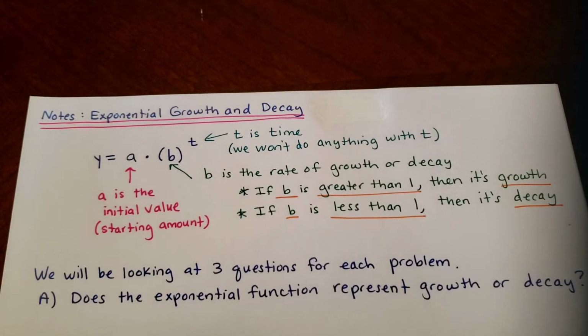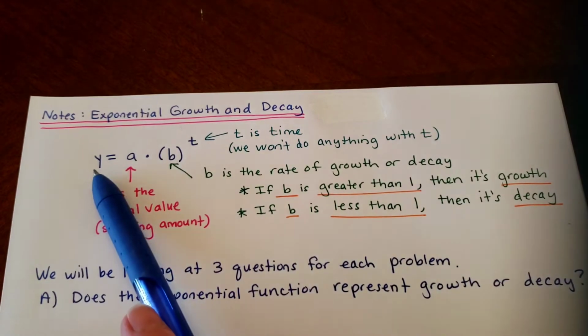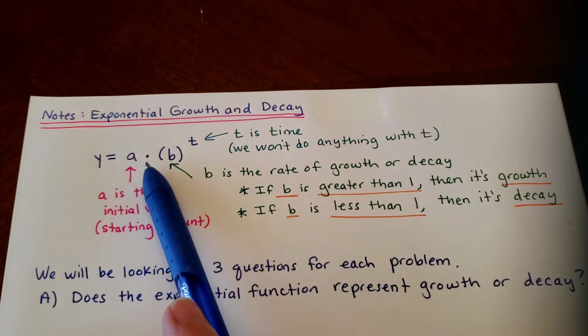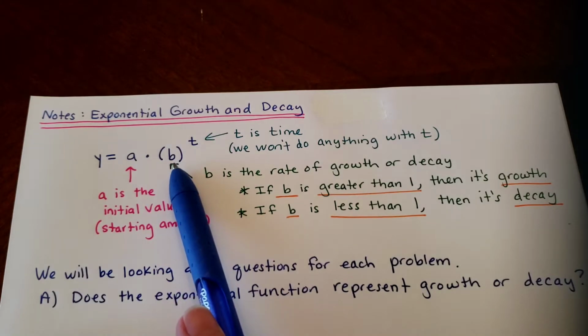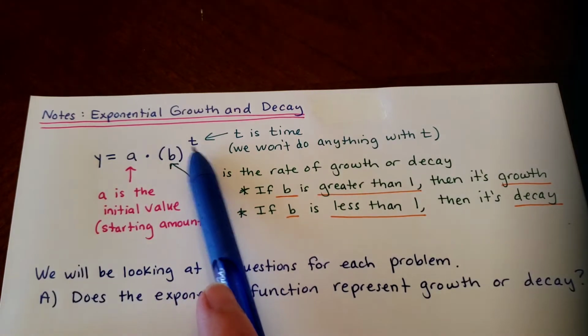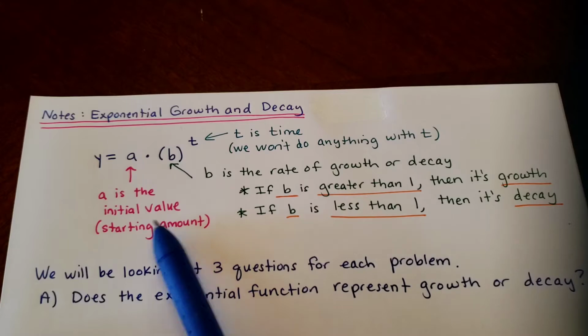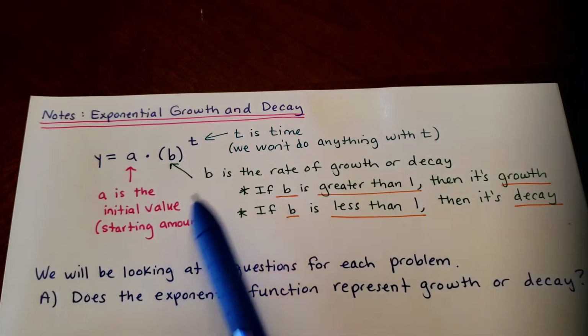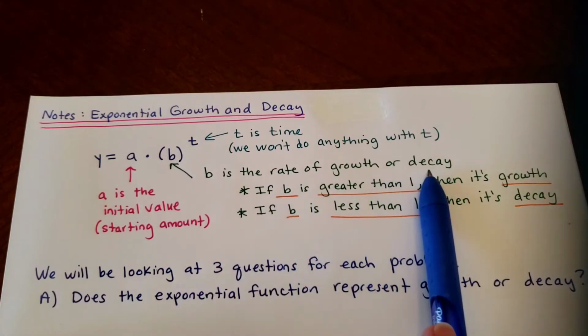All right, today's notes are going to focus on exponential growth and decay. So we have this model here: y equals a times b, which will always be in parentheses, to the power of t. A is the initial value, which is basically your starting amount. B is the rate of growth or decay.